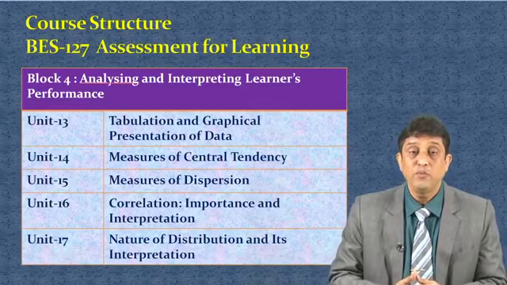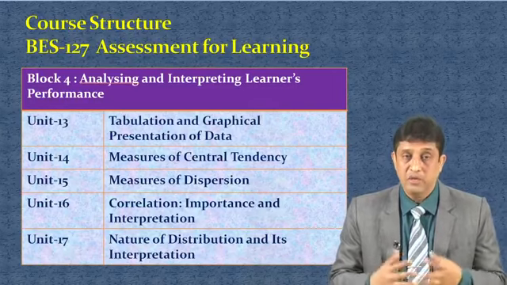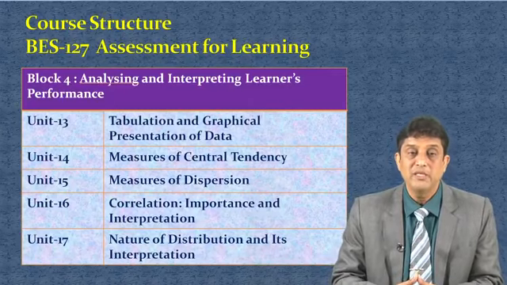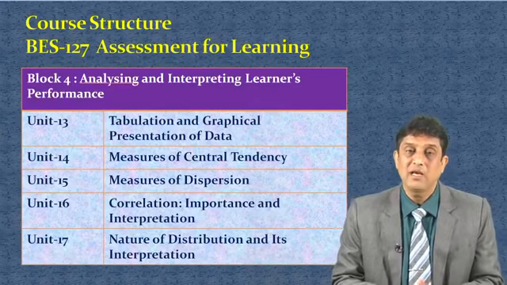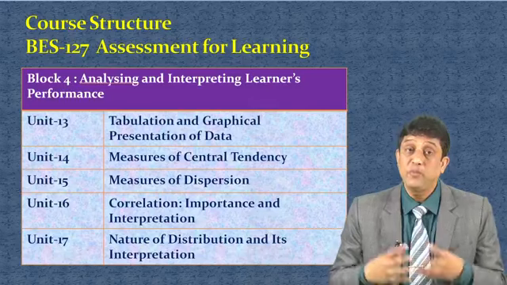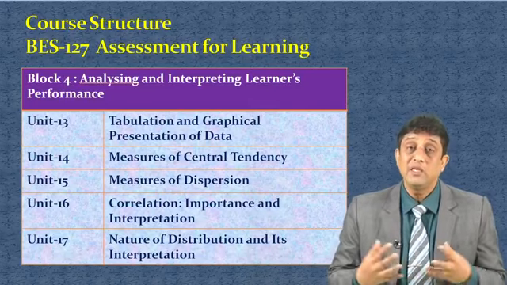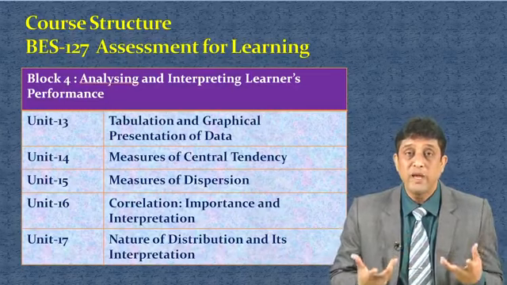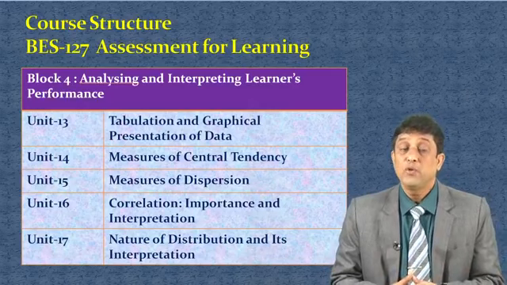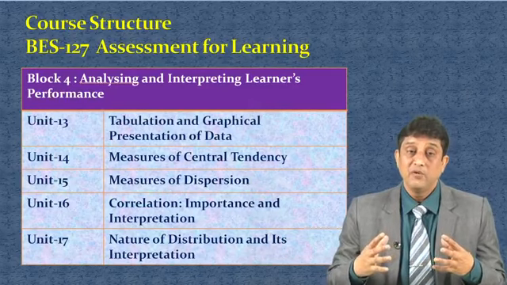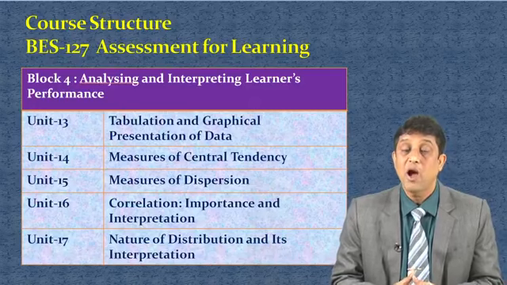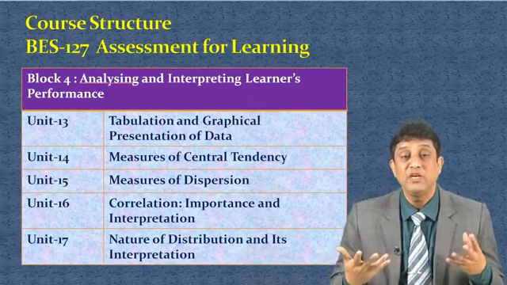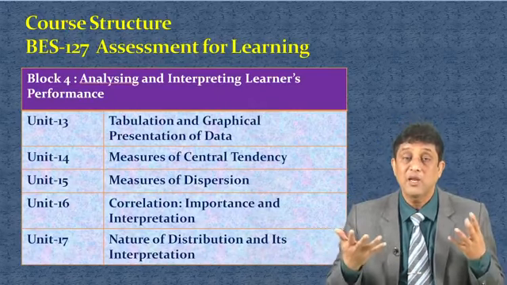Then the last block, the fourth block, has been designed in 5 different units, units 13, 14, 15, 16 and 17, and the block title is analyzing and interpreting learners' performance. The performance that you have received, the quantitative and qualitative scores, or qualitative data received through your observation and interview, how to analyze it. For analyzing it, first of all you have to develop a frequency distribution table. So how to do the tabulation of the scores of the students, and further how to present it by using different graphs and figures. That is the graphical presentation of data.